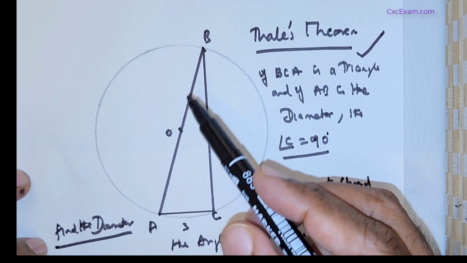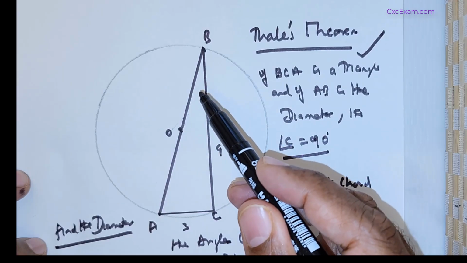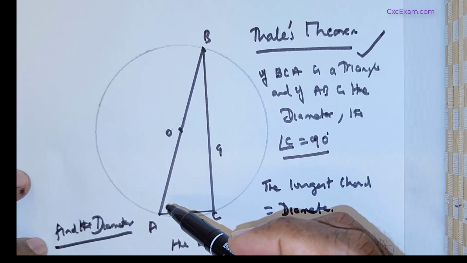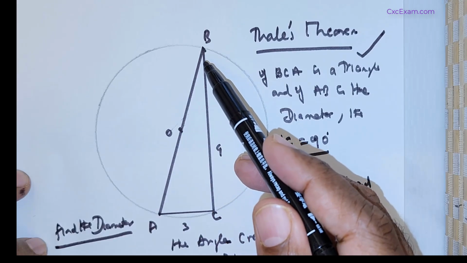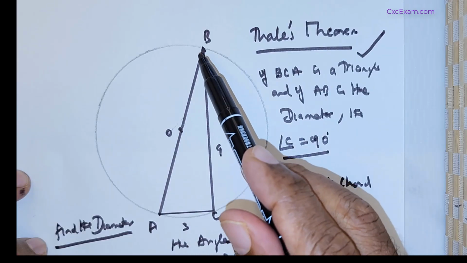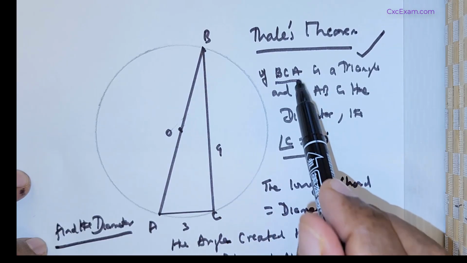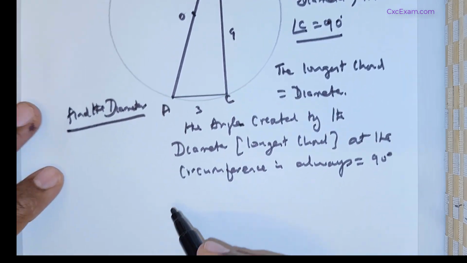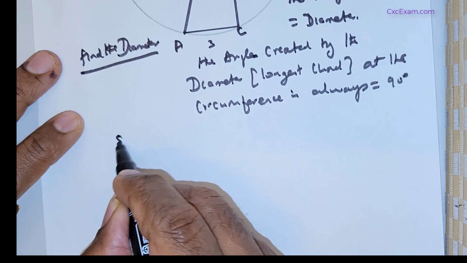Now clearly AB is the diameter and a triangle has been created. ABC is a triangle, or I would more specifically state it as BCA is a triangle. And clearly in this triangle BCA, AB is the side. Okay, so I'm going to give the solution here.